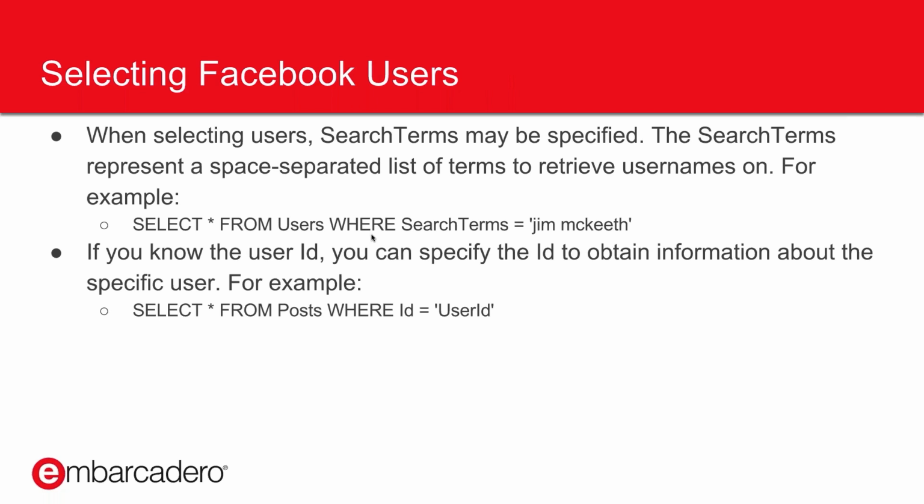And then for users, you can use search terms to get all the users matching this name, or you can look up a specific user. I think if you don't specify it, if you say just select star from users, it gives you the current user. And then once you have the user, you can get information about that user. Once you have the user ID, you could search for a user, get their user ID, and then query their posts for that user ID. Okay, so now it's time for a demonstration really quick.